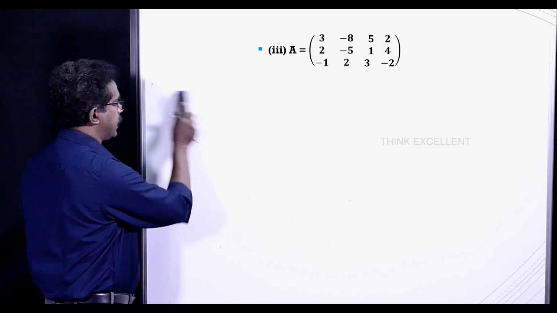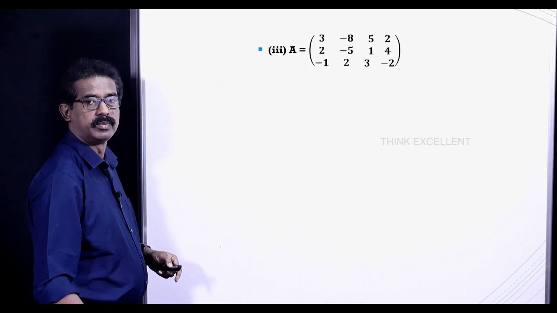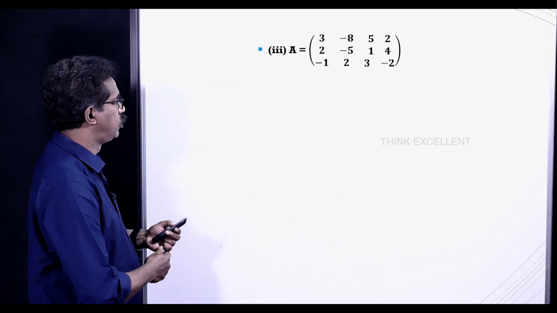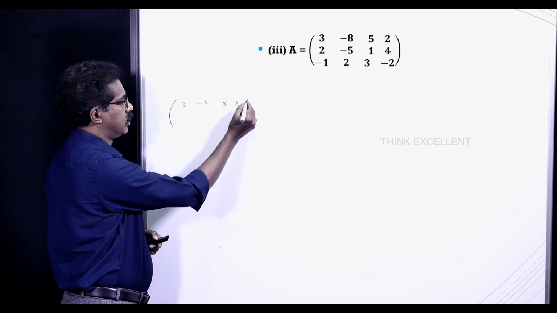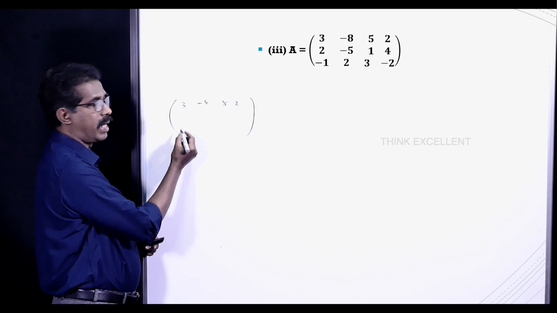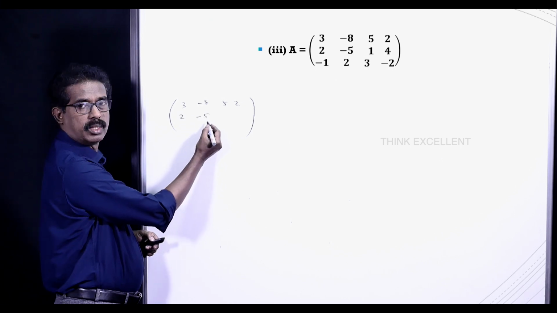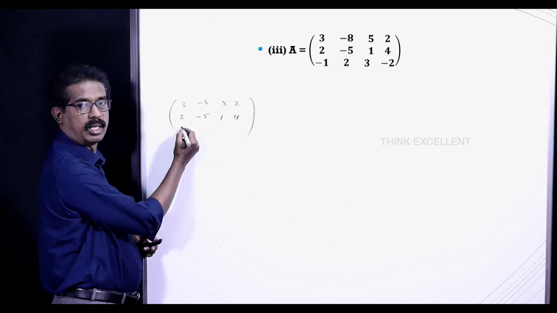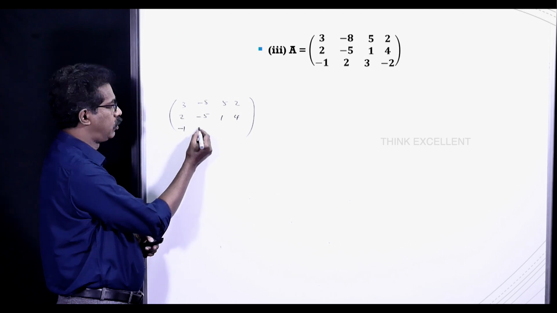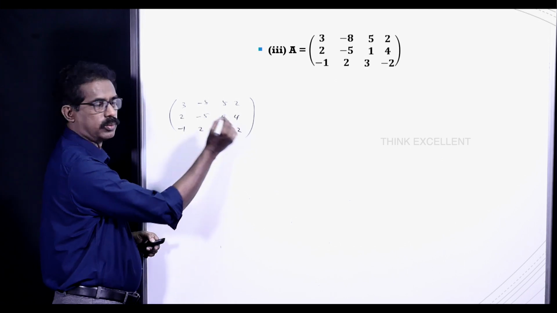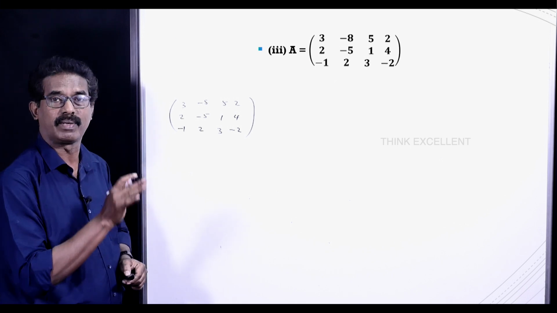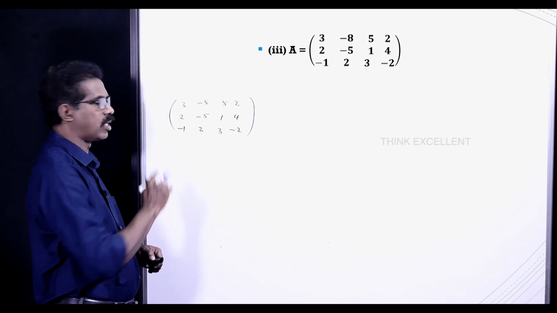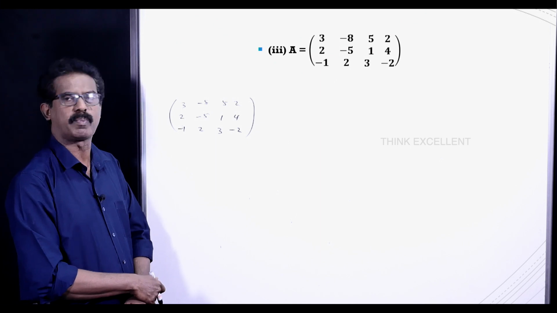Look at this question. A equals the matrix with first row 3, 2, 3, minus 8; then 5, 2; second row 2, minus 5, 1, 4; and the third row minus 1, 2, 3, minus 2. You try to find some way. First row, first element: in the previous sum, the first row, first element was 1, right? But here it is not 1. How can you make it 1? What are the possibilities you think?